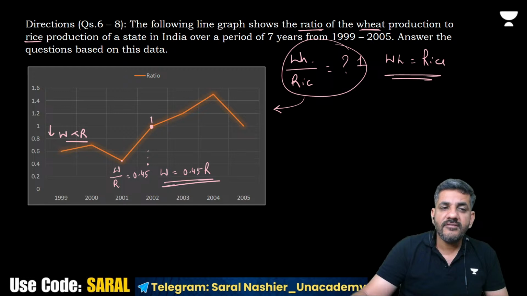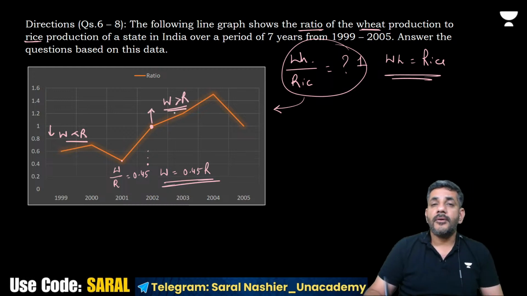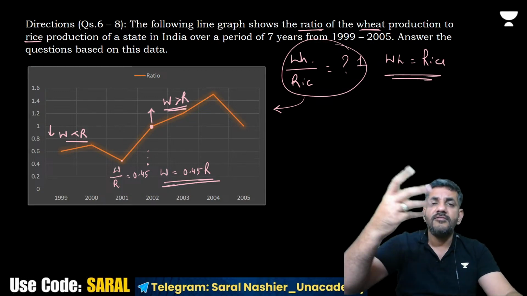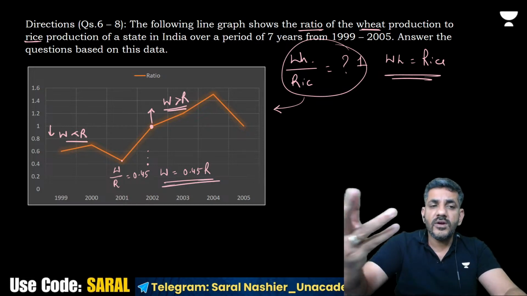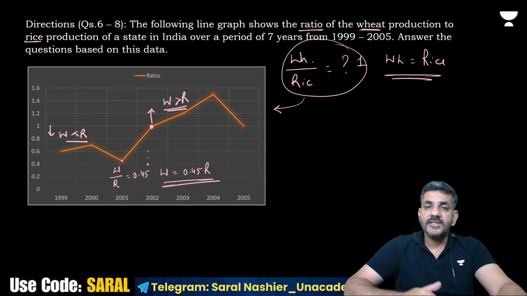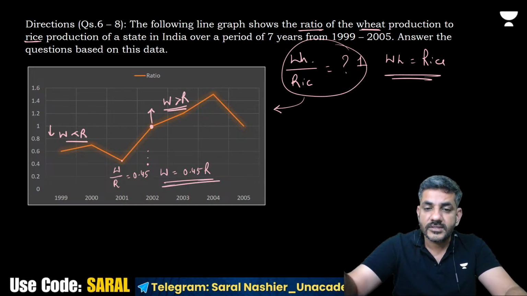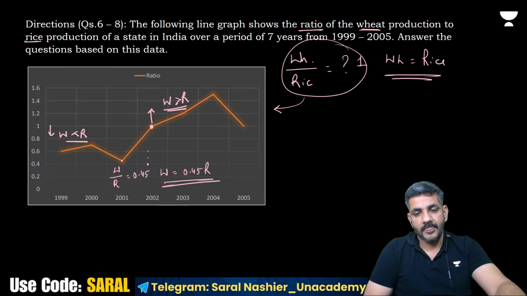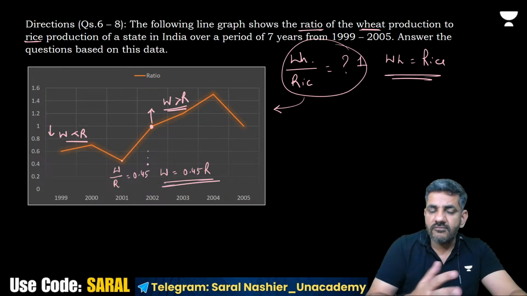So can I say whenever it is more than 1, wheat production is greater than rice? Because then wheat production would be 1.2 times, 1.4 times, 1.5 times of rice production. So if it is greater than 1, wheat production is more. When it is lesser than 1, wheat is less productive than rice. Okay, so that's how we have to answer the questions now.